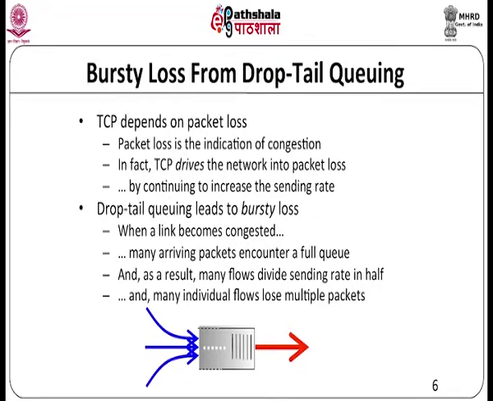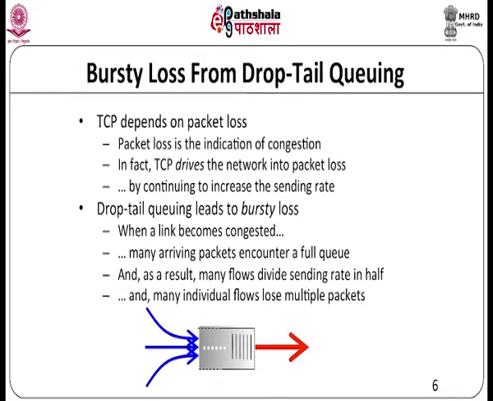All the packets that come in when the queue is full will be dropped. This leads to what we call a bursty loss, a burst of packets which are all going to be dropped. So when a link is becoming congested, more and more packets come into the queue and all of them are dropped.